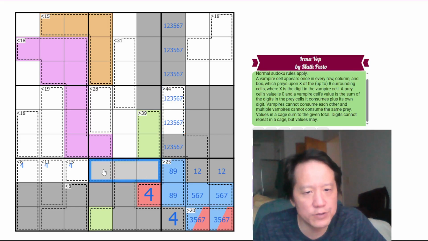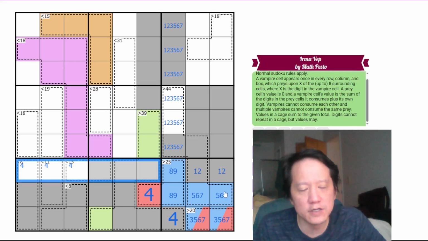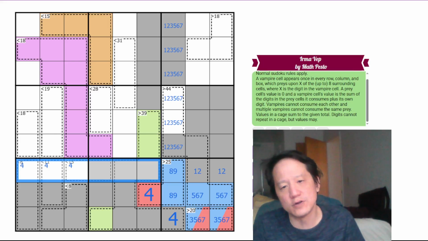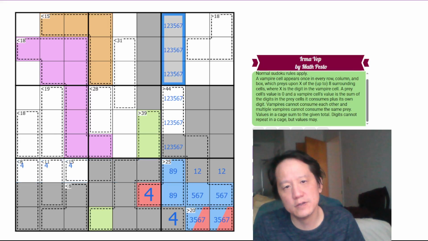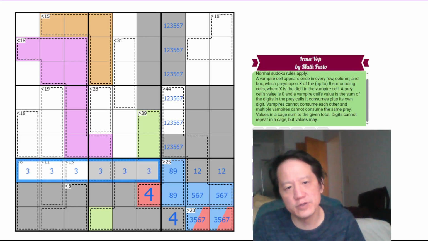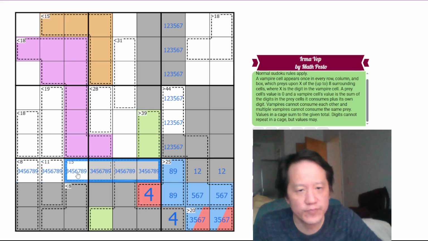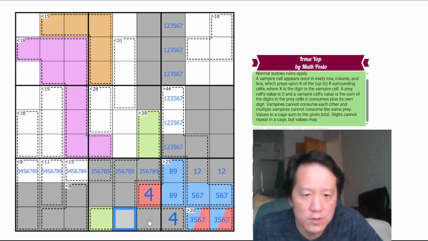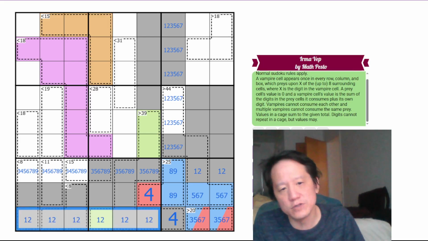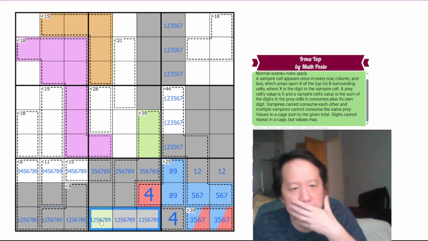These cannot be 1 or 2. So the remaining digits in row 7 are 3 through 9. Let's just make the possibilities 3 through 9. 4 obviously cannot be here. 3 cannot be here. This is 1, 2, 5, 6, 7, 8, 9.